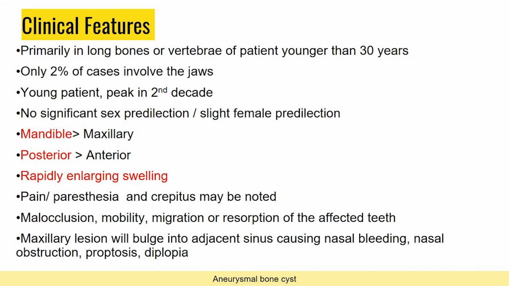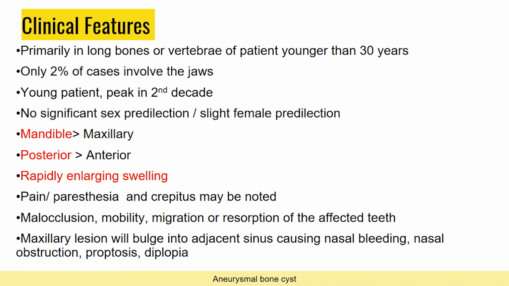Clinical features of aneurysmal bone cyst. It primarily occurs in a long bone or vertebra of patients younger than 30 years. Only 2% of cases involve the jaw. It usually affects young patients, with a peak in the second decade. There is no significant sex predilection. However, in some cases, it might have a slight female predilection.